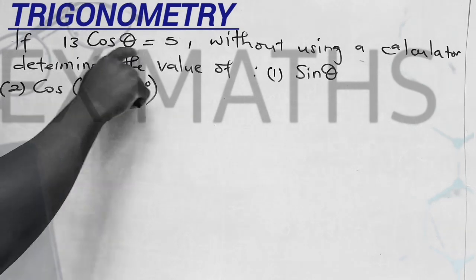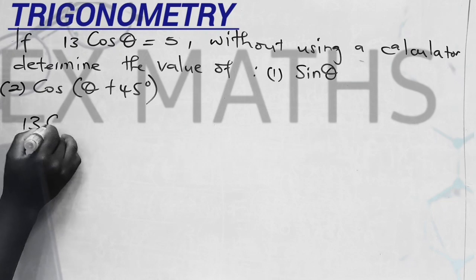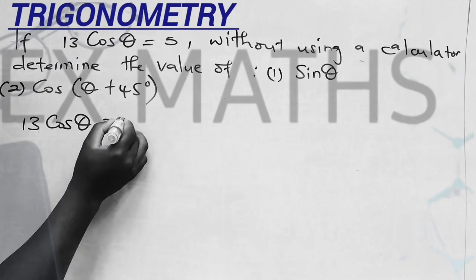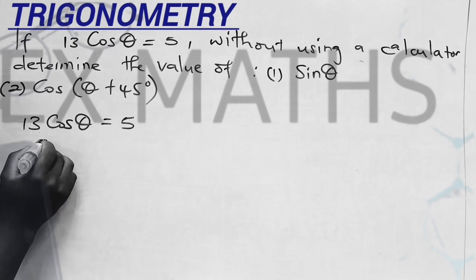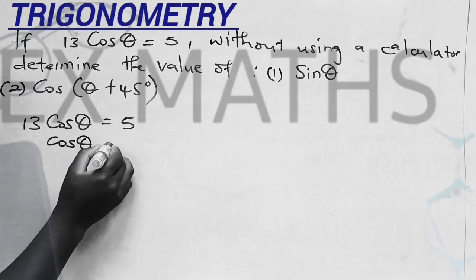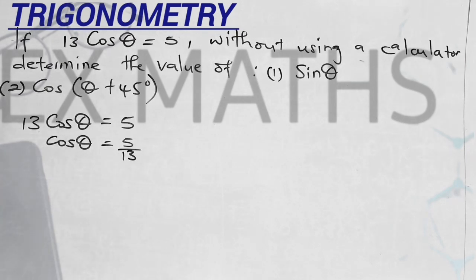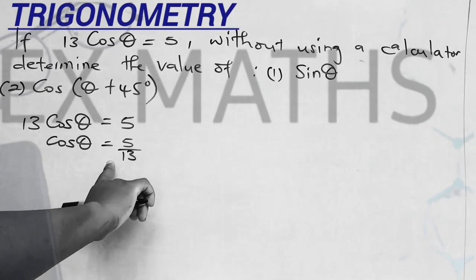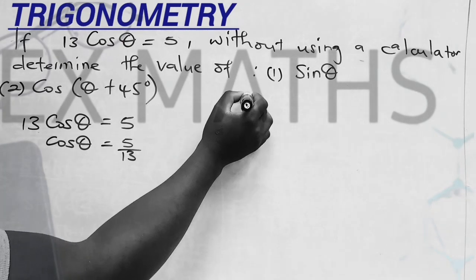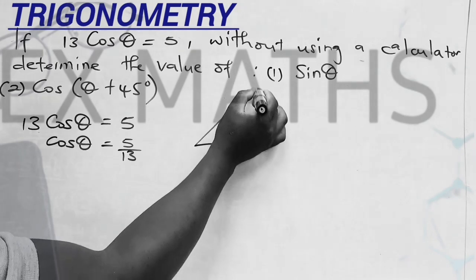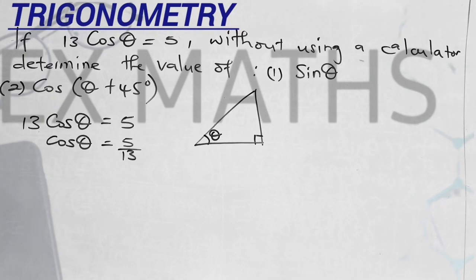we play around with our expression 13 cos theta is equal to 5. So we divide by 13 both sides so that we can find the value of cos theta. So cos theta will be equal to 5 over 13. So this one will help us to sketch our right angle triangle like this, where we have our theta there.